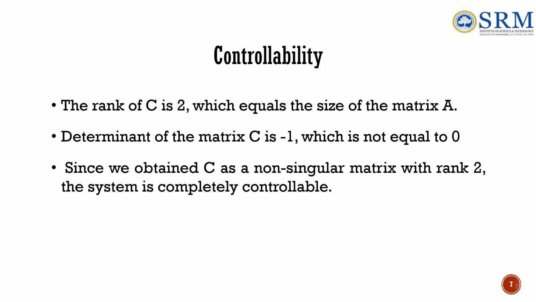The rank of the C matrix is 2, which is equal to the size of matrix A, that is 2, and the number of states is also equal to 2. Now let's calculate the determinant of matrix C. The determinant is minus 1, which is not equal to 0. Since we obtain the controllability matrix C as a non-singular matrix with rank 2, the system is completely controllable.